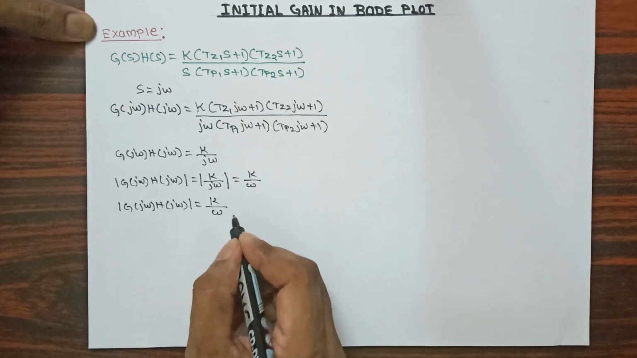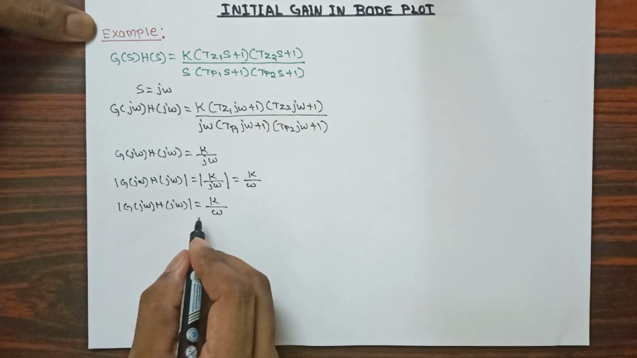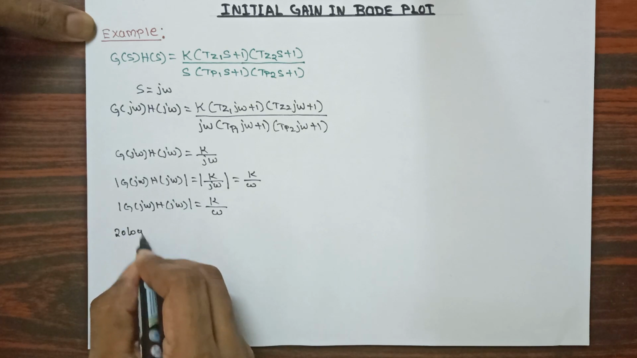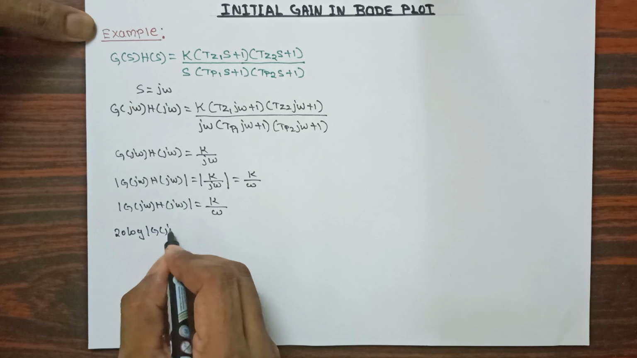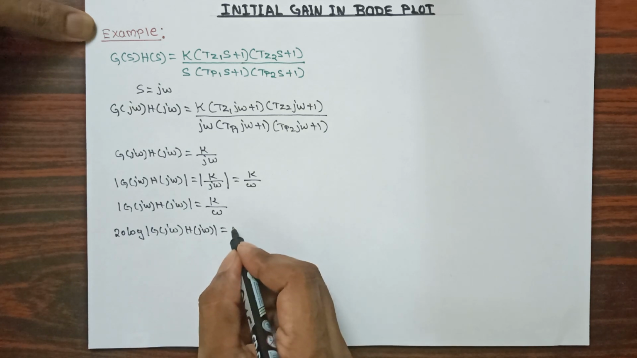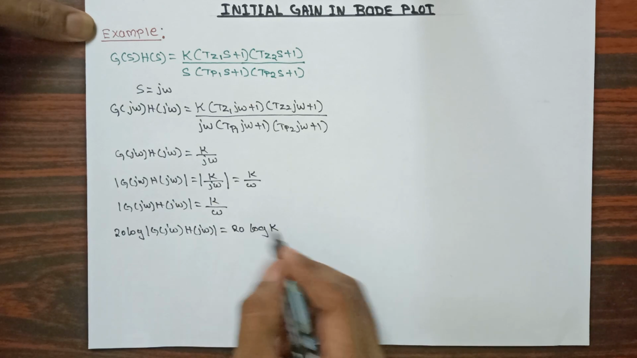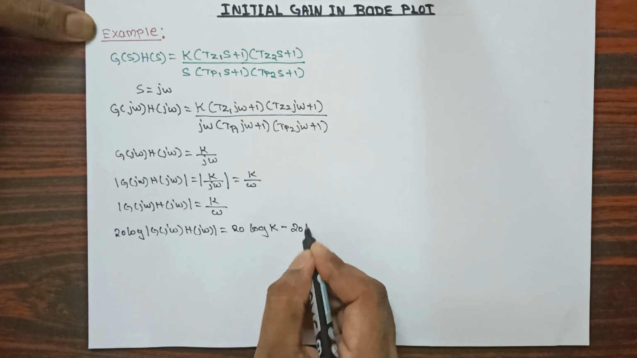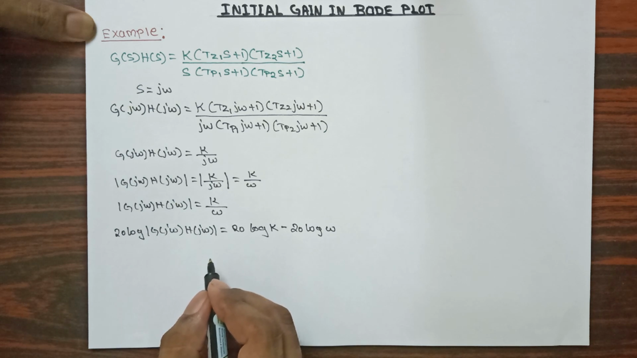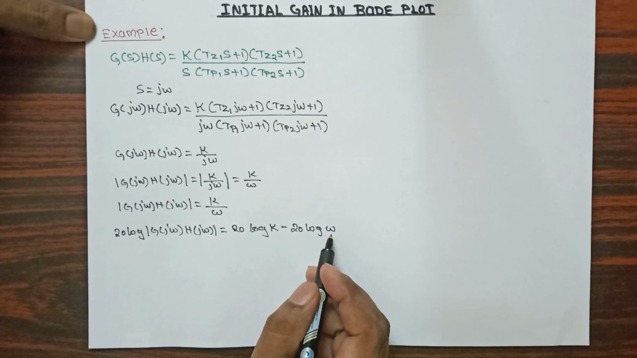Now, as we know that the initial gain should be in decibels, I am going to apply 20 log on both the sides. So by applying 20 log on both the sides, 20 log of |G(jω)H(jω)| is equivalent to 20 log K in the numerator, and the denominator will be written as minus 20 log ω. And as I said, here we are always calculating the initial gain at 0.1, therefore this ω value I am going to consider as 0.1.